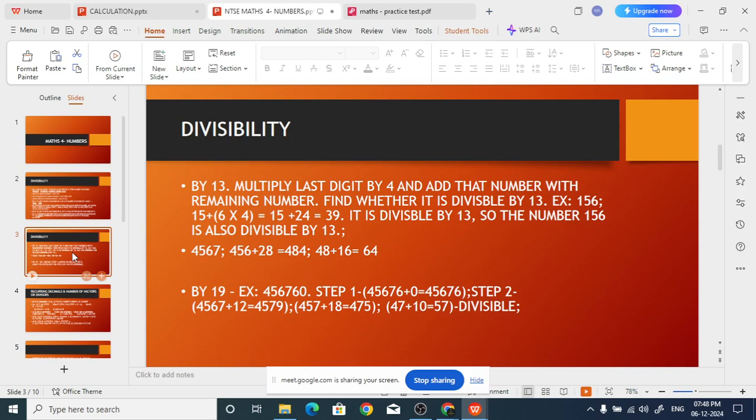Okay, see 13. Multiply the last digit by 4 and add that to the remaining number. Find whether it is divisible by 13. Example: 156. The last number is 6. Multiply 6 by 4, that is 24. So 15 plus 24 is 39. Is 39 divisible by 13? Yes. So the number 156 is also divisible by 13.